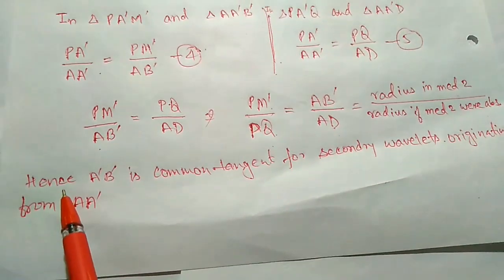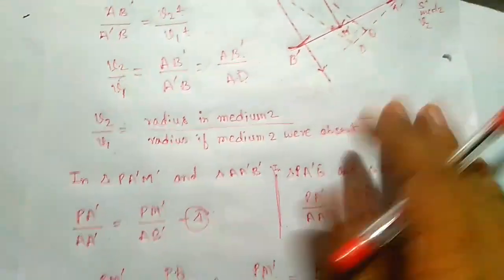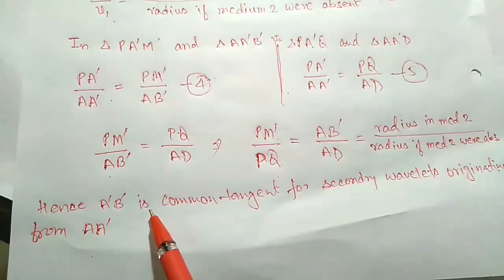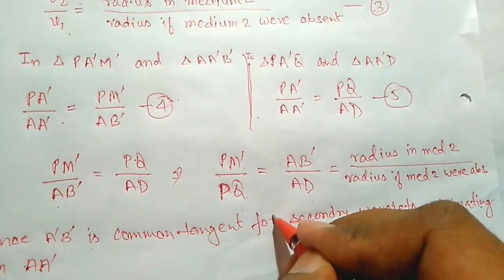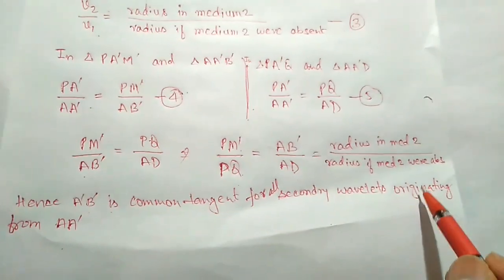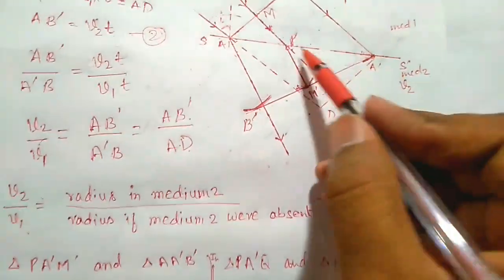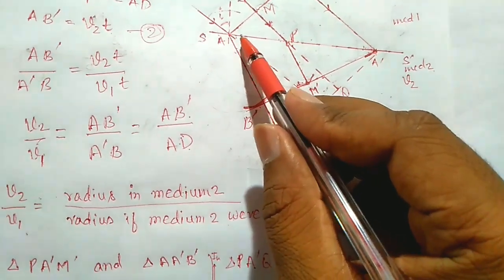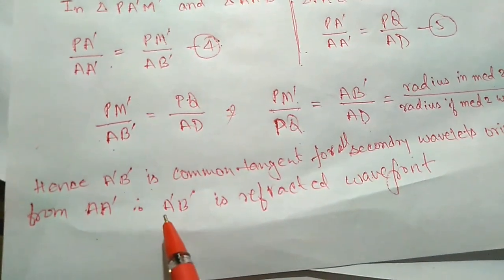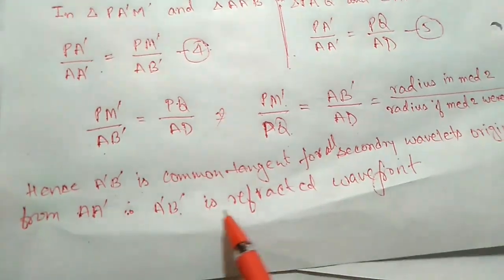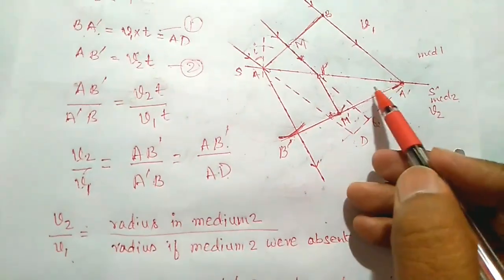So what we will say? We will say hence A dash B dash, this one, is a common tangent for all secondary wavelets originating from A dash. Originating from A dash means whatever secondary wavelet starts from this is the common tangent for all. This proves that therefore A dash B dash is the refracted wavefront. This one is the common tangent for all. Now we have to prove what?